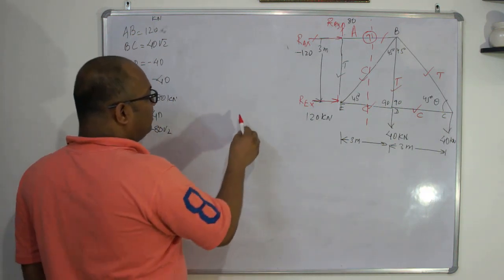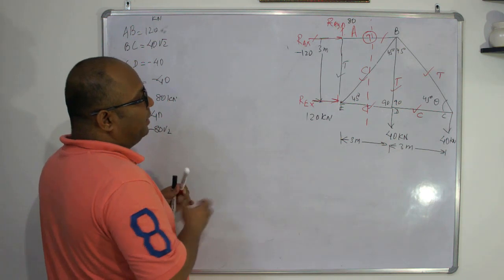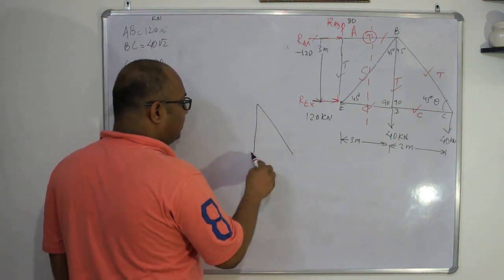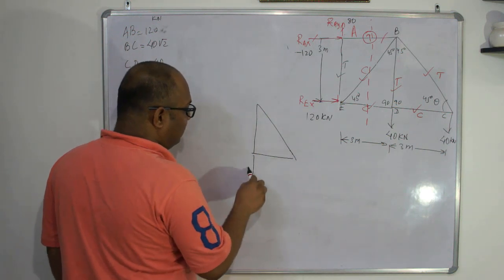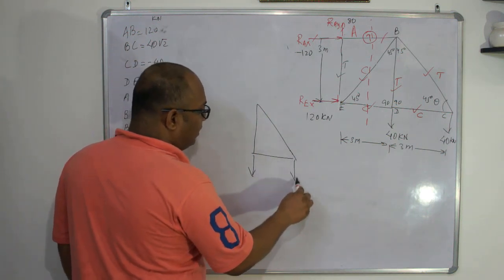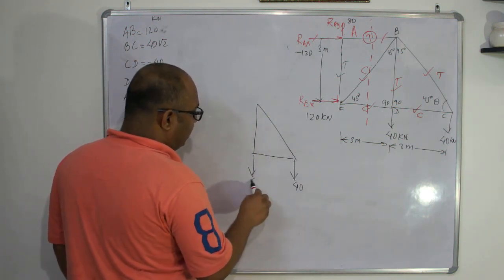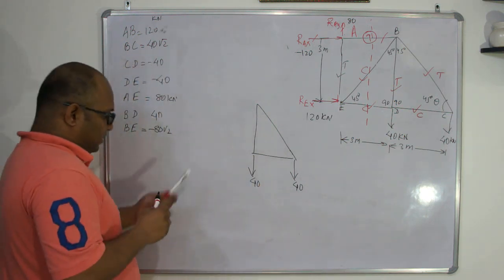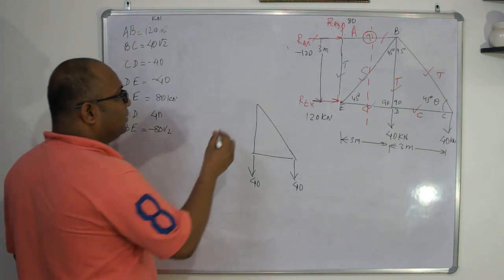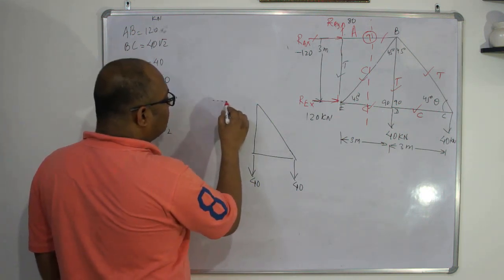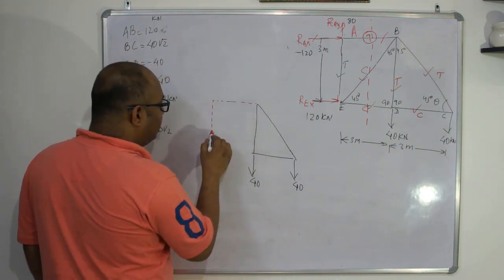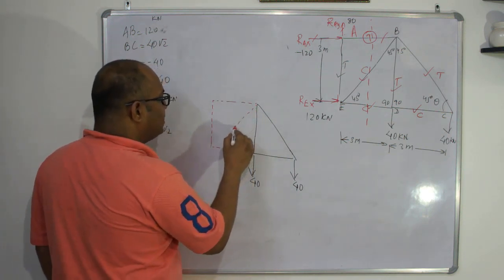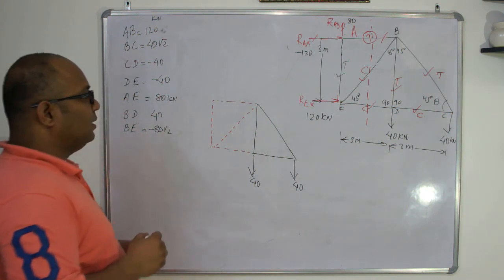So the first thing is to draw the FBD. So let us draw the FBD first. 40, 40. Now, the remaining portion I will draw with red. These portions do not actually exist. It has been removed. But only for simplicity to understand, I am drawing the remaining part.